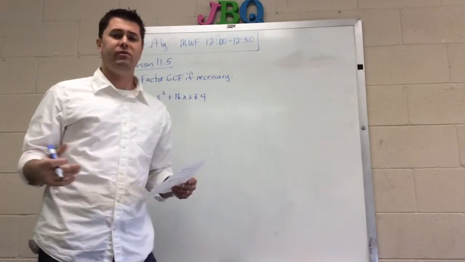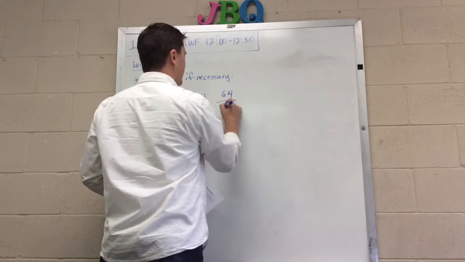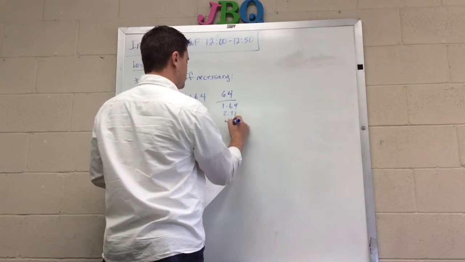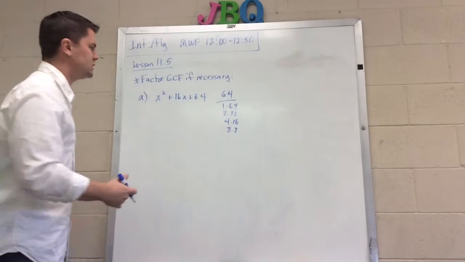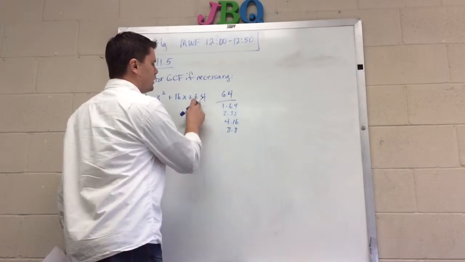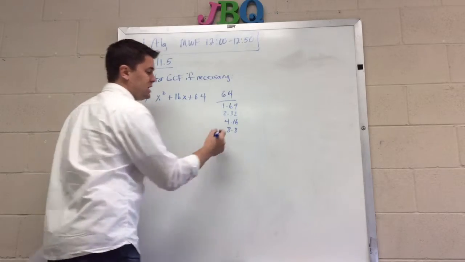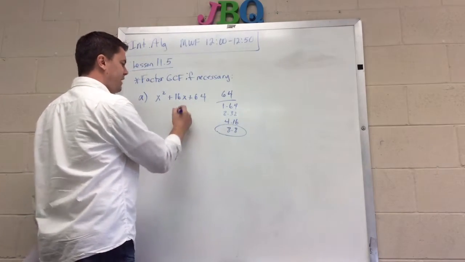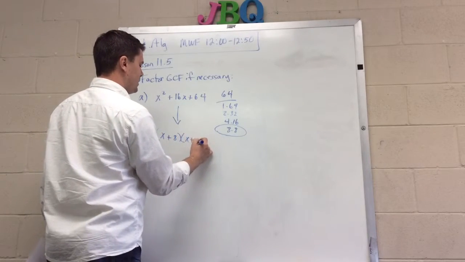Now, here's how we factored the old way. The old way was 64. We've got 1 and 64, 2 and 32, 4 and 16, and 8 times 8. Then we look and see which combination multiplies to give us 64 but adds to give us 16. As you can see, 8 and 8 would be our result. So this factors as x plus 8 times x plus 8.